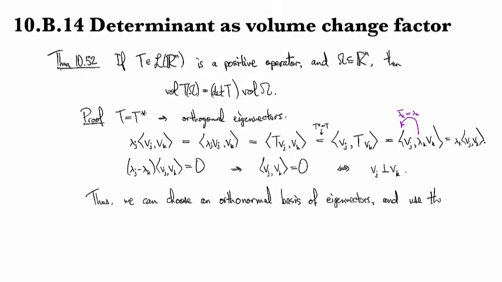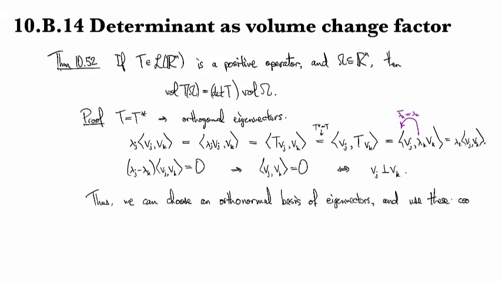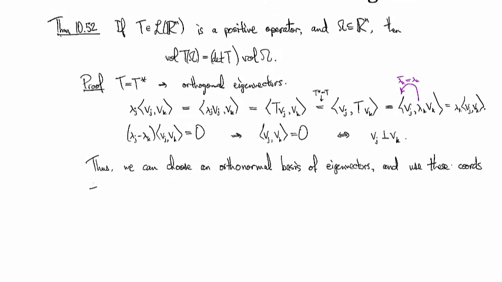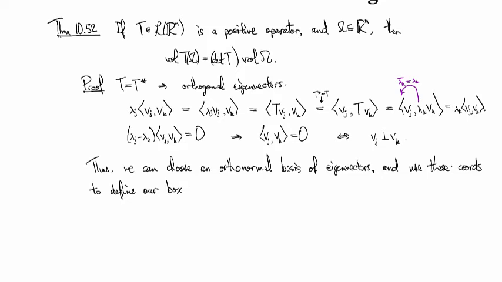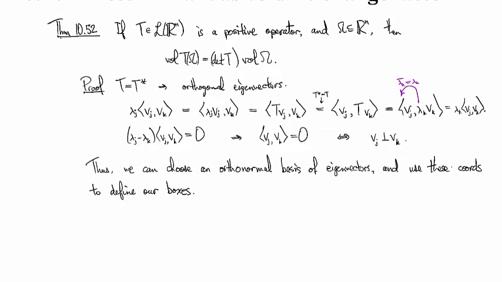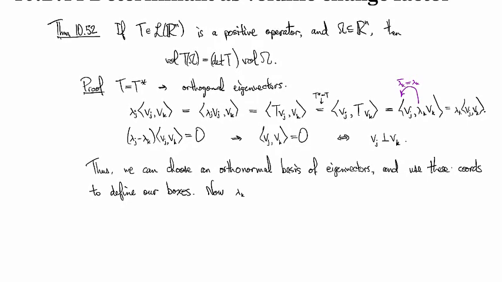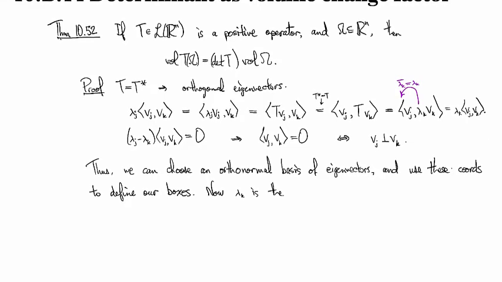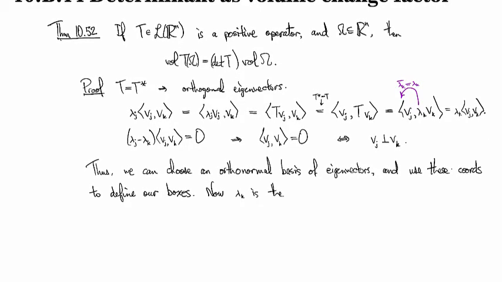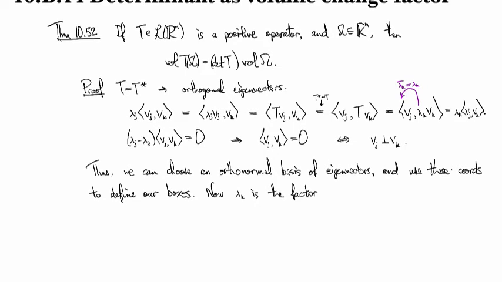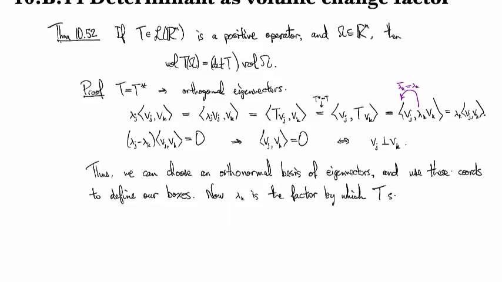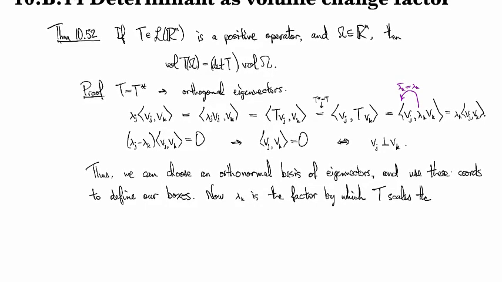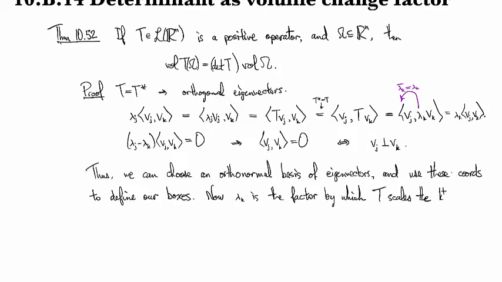And we use these coordinates to define our boxes. Okay, so now lambda k is the scaling factor of our transform. So it's also the factor by which T scales the kth side length of a box.